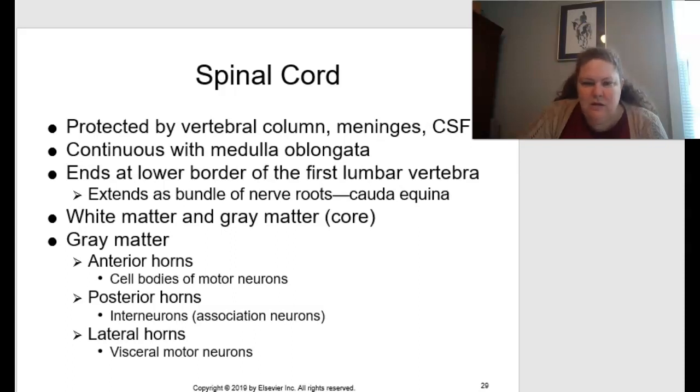It kind of looks like a butterfly in a cross section, and so we'll just see that coming up. The gray matter, remember, the white matter is like the axons. The gray matter is the actual cell body itself. When you look at the gray matter, and again, it looks like, like I said, a butterfly. It has the anterior horns, and this would be the cell bodies of the motor neurons. You have your posterior horns, and this would be your interneurons or your associated neurons. And then you have your lateral horns, and these would be the visceral and motor neurons.